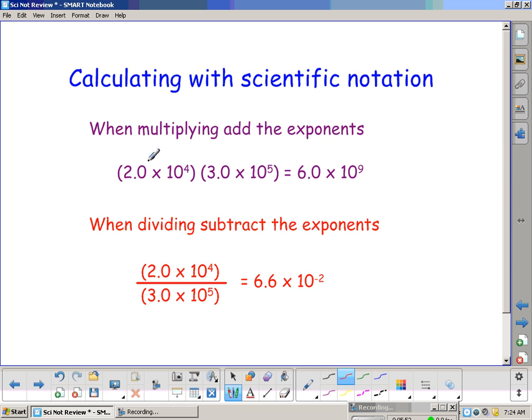So I could first multiply this 2 right here with this 3 right here because they're just regular numbers. Okay, 2 times 3, simple enough. We know that's 6. Now when we have any numbers that have the same base and have exponents, when you multiply them, you add the exponents together. So we've got 10 to the 4th, 10 to the 5th, gives us 10 to the 9th.